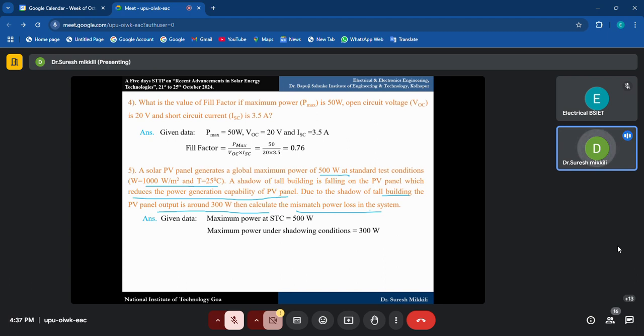I am asking you percentage, not mismatch. Mismatch power is 500 minus 300. It is 200 watt. How much percentage it is? What is the percentage of mismatch loss?